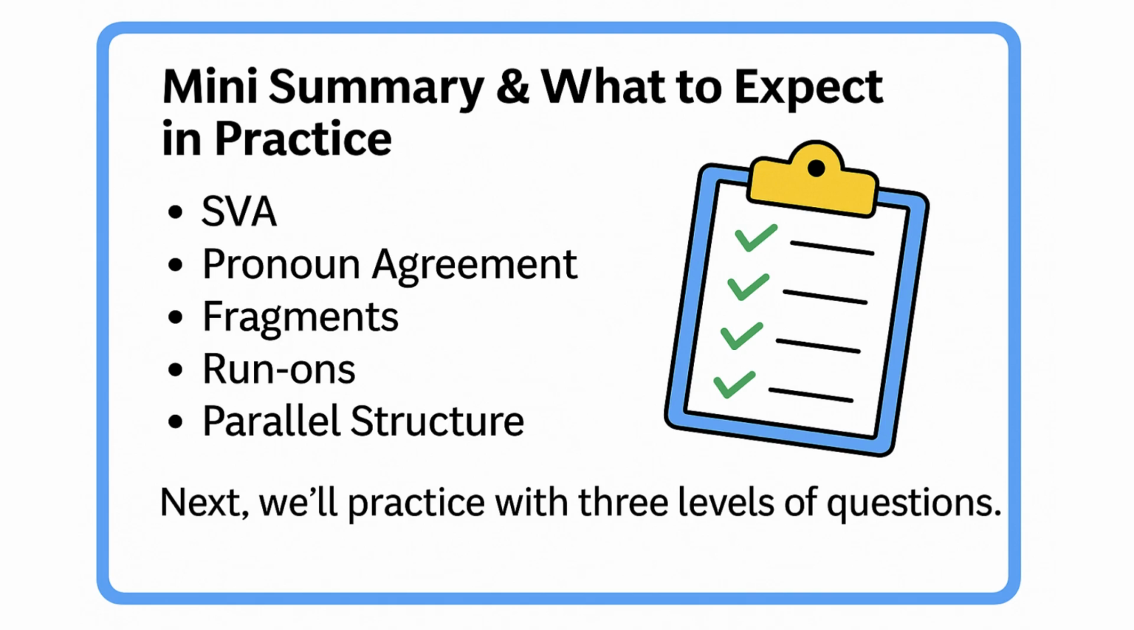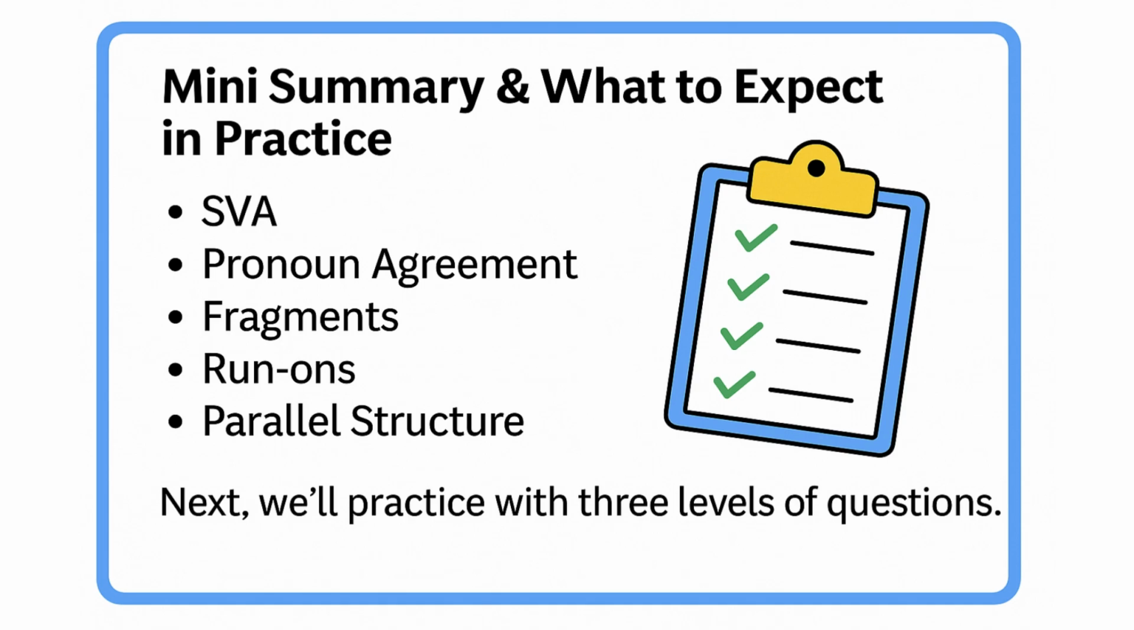Next, we covered pronoun agreement, where a pronoun must clearly and correctly match the noun it refers to. We also noted that unclear pronoun references are a frequent source of errors, and that the singular they is acceptable on the SAT. We then explored sentence fragments, which occur when a sentence is missing a subject, a verb, or ends with a dependent clause. Recognizing and fixing fragments is essential for writing clear, complete sentences.